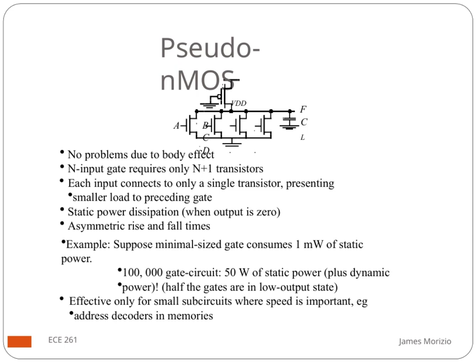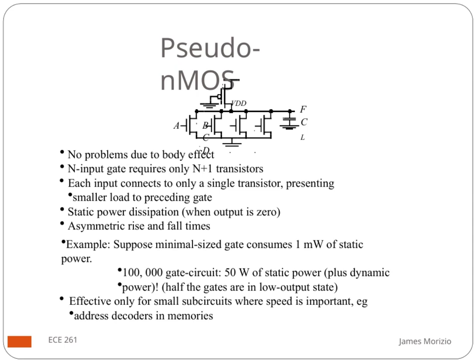Pseudo-NMOS circuits consume static power when the output is low, meaning there's a continuous power draw even when the circuit isn't switching. For example, if a minimal-sized gate uses about 1 milliwatt of static power, a large circuit with 100,000 gates could consume as much as 50 watts just in static power, assuming half the gates are in the low output state. This static dissipation can be significant alongside the dynamic power.